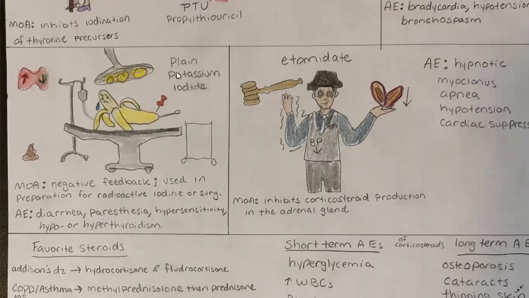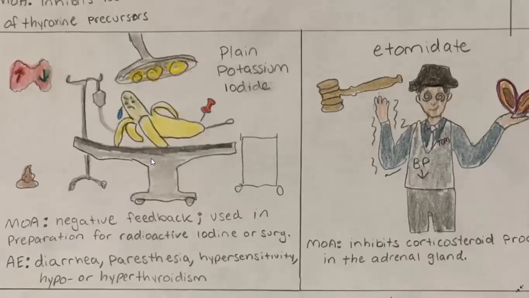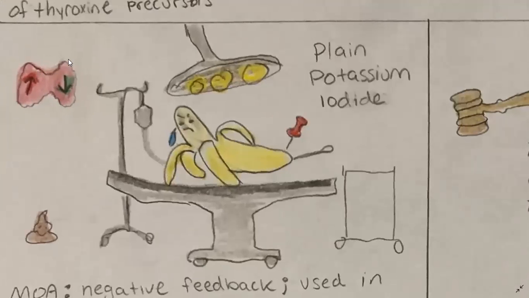Next drug we're going to talk about is just plain potassium iodide. So this is a drug that is used in preparation for radioactive iodine or surgery. And it just works by using negative feedback. So we have a banana, it's potassium, and he's sitting on a surgery table. Adverse effects are diarrhea, paresthesia, so we have pins and needles, because paresthesia is when you start feeling numb. Hypersensitivity, he's very sad. He's sensitive about something, probably the pins and needles. And then hypo or hyperthyroidism. So that is shown here by this thyroid with an up arrow or a down arrow.